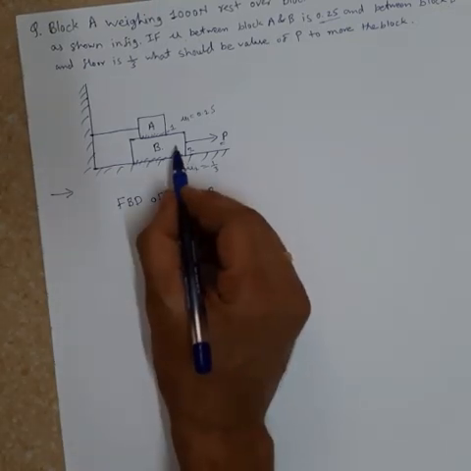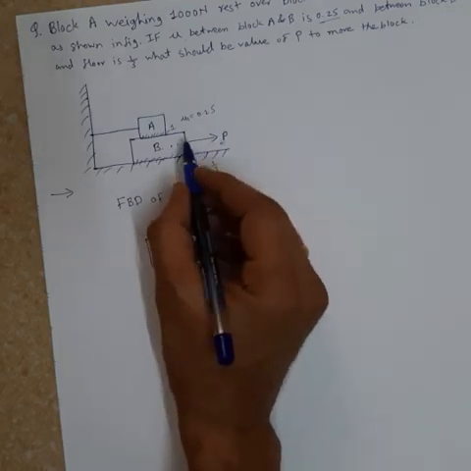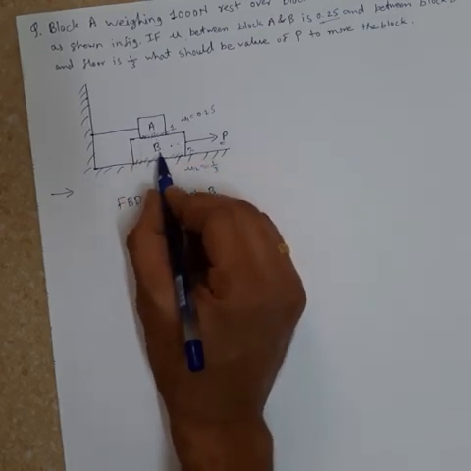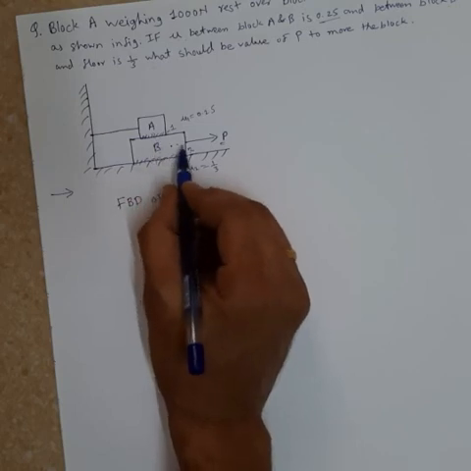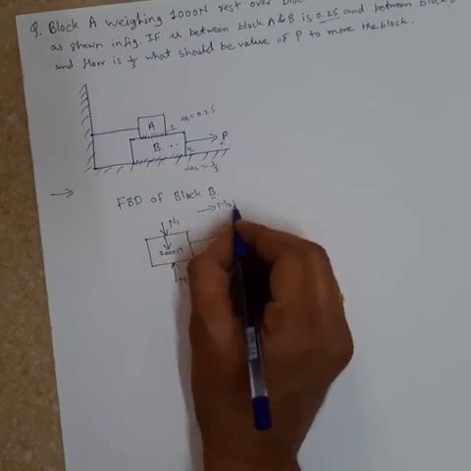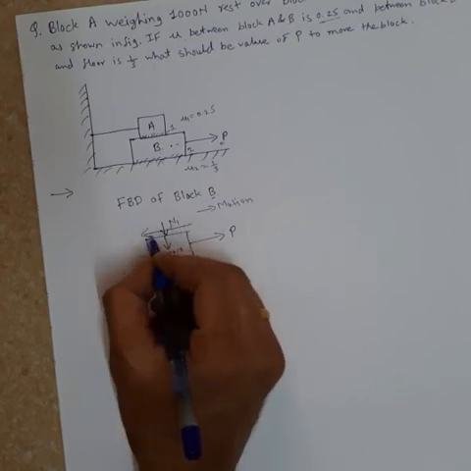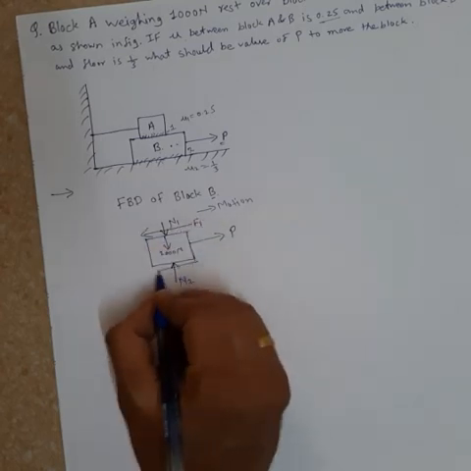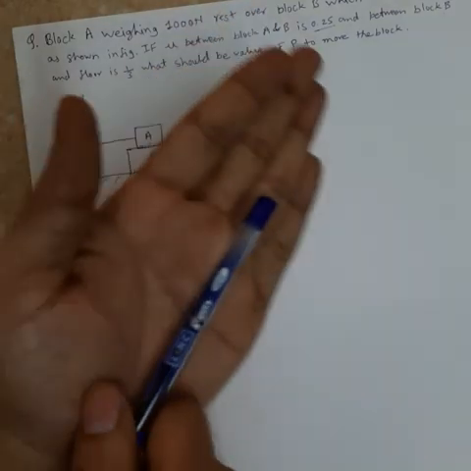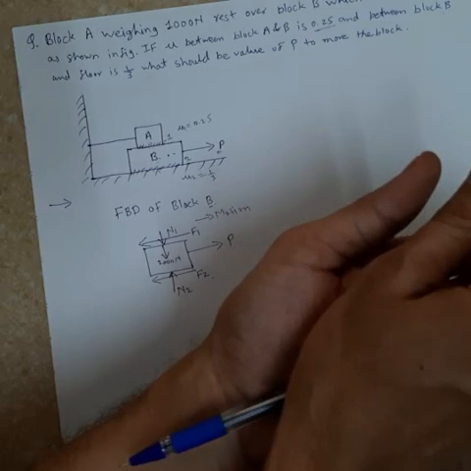Now when this block B will move towards the right, the friction between surfaces A and B and between B and the floor, both frictions will oppose this motion of block B towards the right. So this is the direction of motion. So the frictional force will be opposite to this direction, towards the left. That will be F1, and again here towards the left, that will be F2. So it is like this, two surfaces are there, and this pen is that block B.